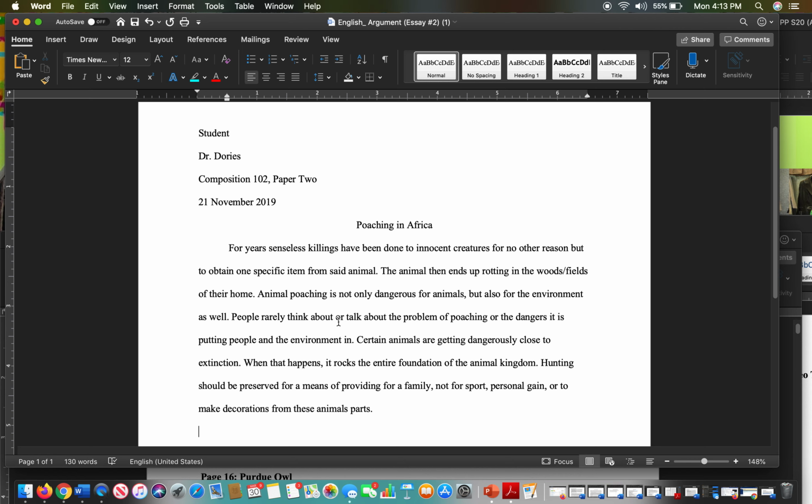Although not specifically naming animals, which could be an improvement on this paragraph, actually. "When that happens, it rocks the entire foundation of the animal kingdom. Hunting should be preserved for a means of providing for a family, not for sport, personal gain, or to make decorations from these animal parts." Okay. So the good thing that this paragraph does is it goes from broad and moves to narrow into a pinpoint thesis.